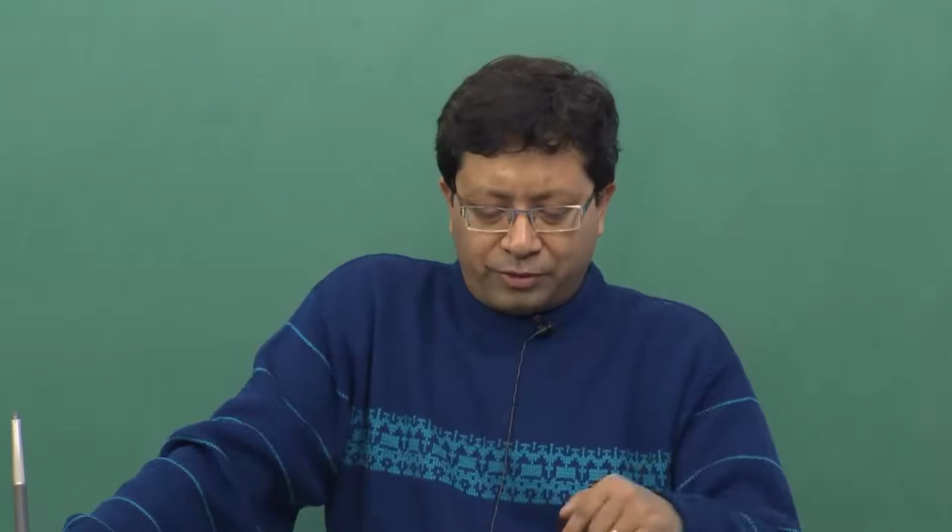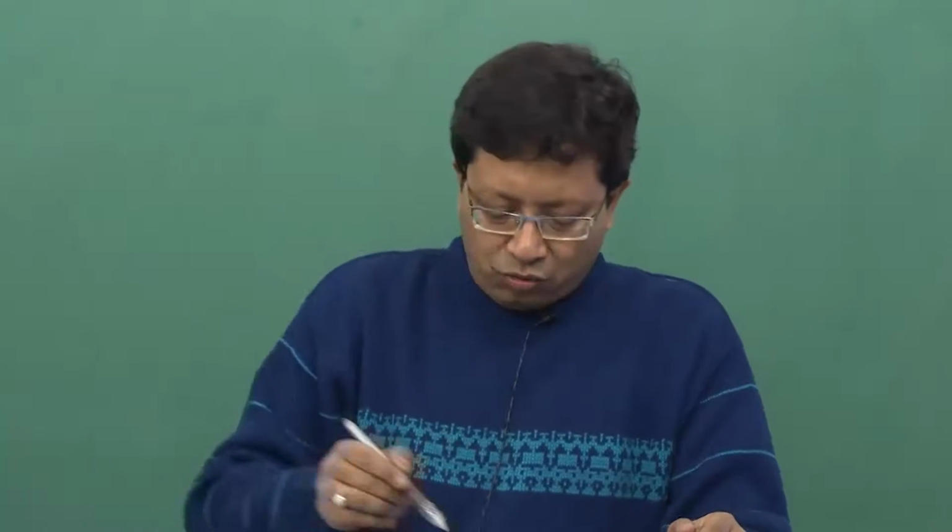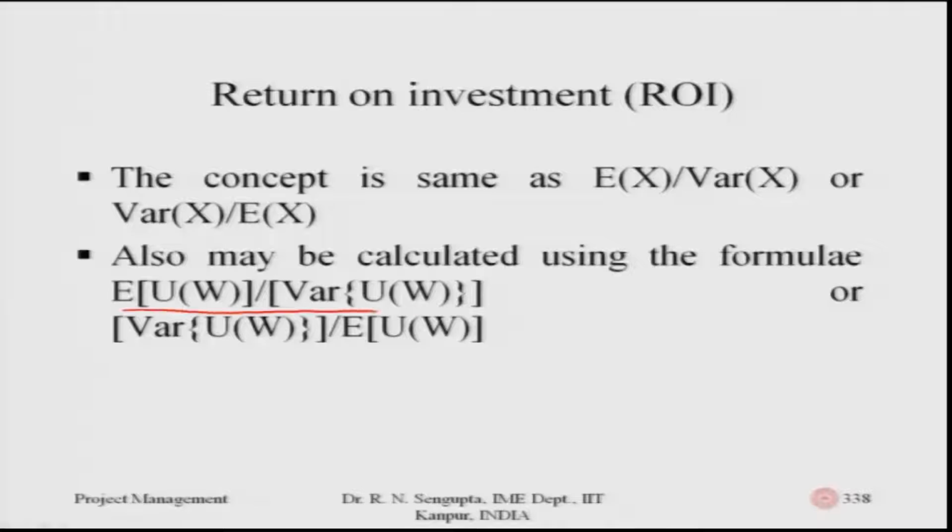So we find out the expected value of the utility, divide by the variance of the utility, rank them from the highest to the lowest, and take the highest one. If you want to rank with respect to the variance divided by the expected value of the utility, you rank them from the lowest to the highest and take the lowest one.